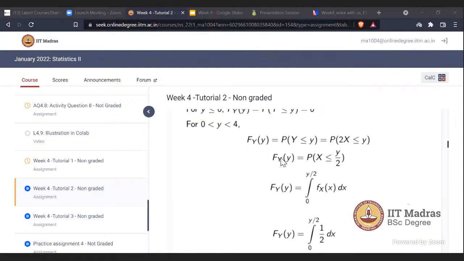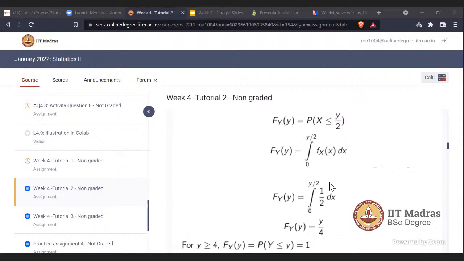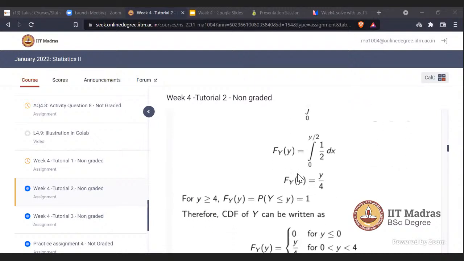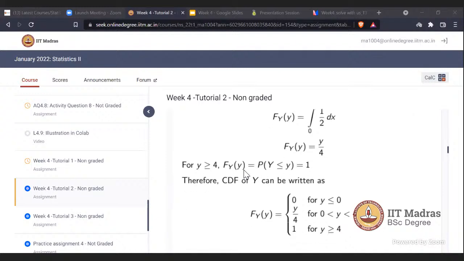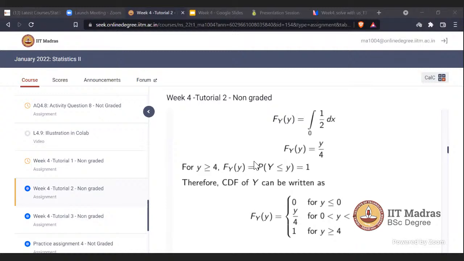All right, so this is nothing but the probability that x is less than or equal to y by 2. And what is fy of y? So you got fy of y to be y by 4, I have got it. Next, for y greater than or equal to 4, it will be equal to 1. Yes, this is also okay.